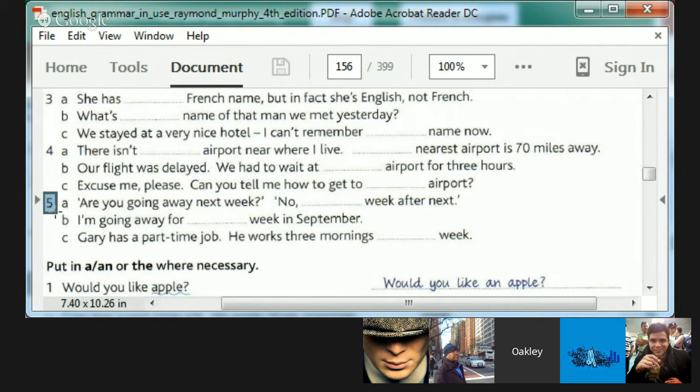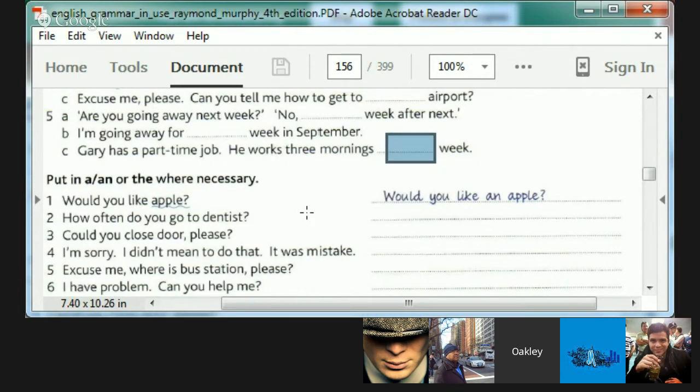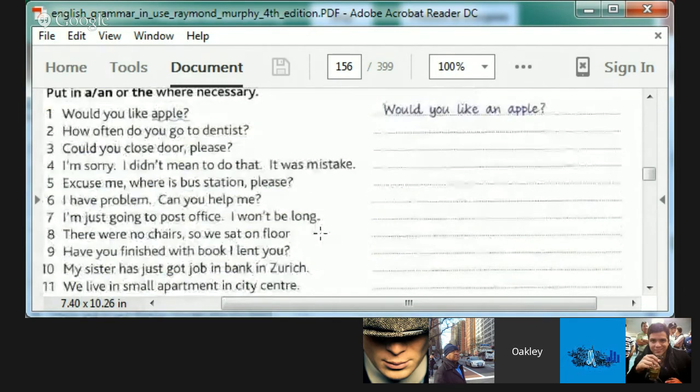The week after next, because now it's been defined. A week in September, because we don't know if it's the 1st, 2nd, 3rd, or 4th. If you actually say which week it is, like the 2nd week in September, you would use the. And we talked about time as 3 mornings a week, every week, so we don't know.